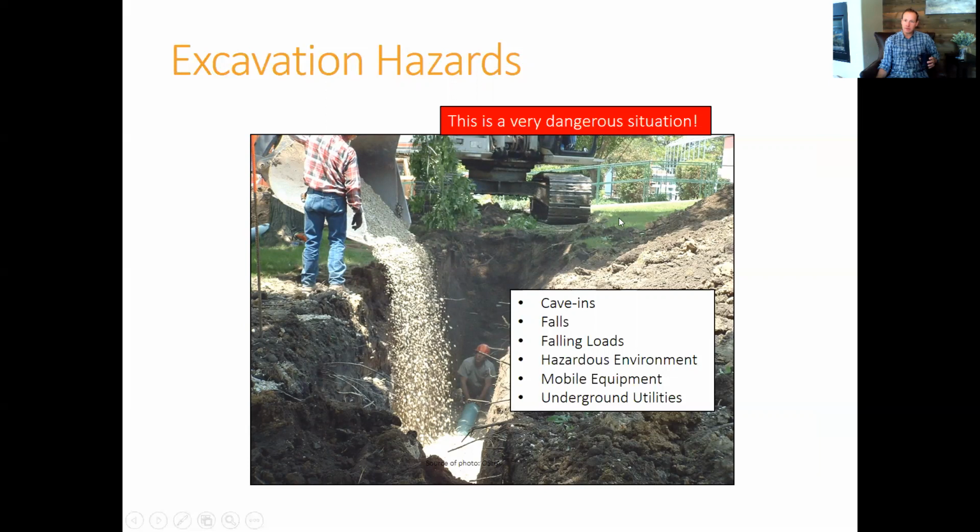And then I want you to notice over here, the spoils pile is very close to the edge of the trench. And he might be wearing a hard hat. I can't really tell from this picture, but things from the spoils pile could fall in on top of him, for one. And for another, the spoils pile actually puts a pressure, a surcharge on the soil, which can cause it to collapse. So this guy's in a lot of danger. There's no reason for him to be down there.